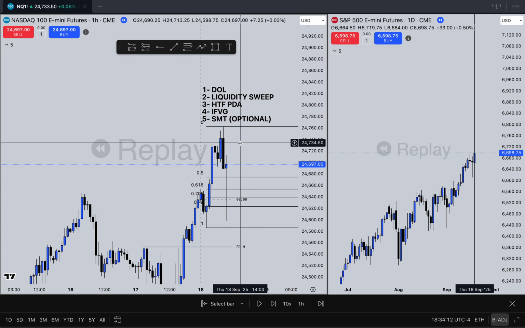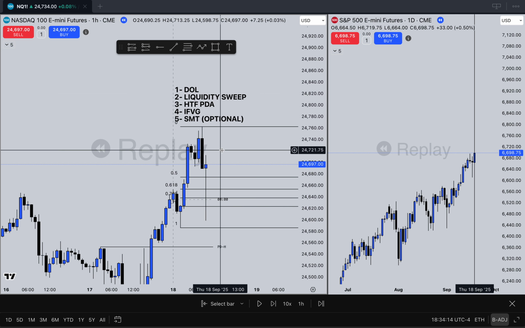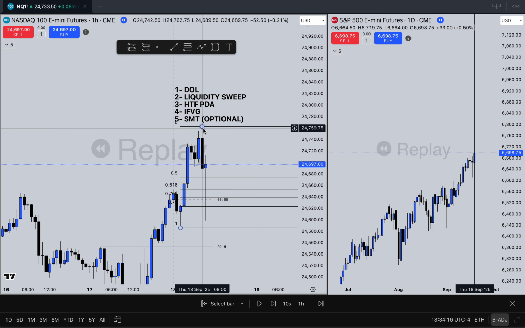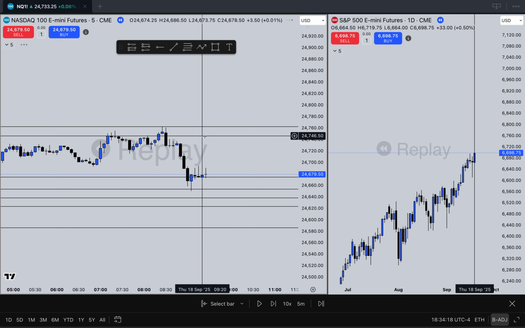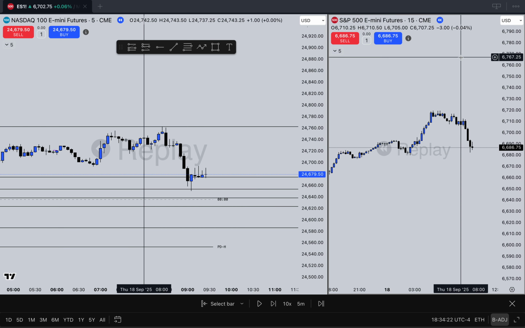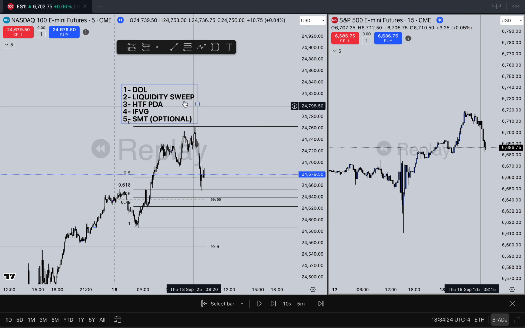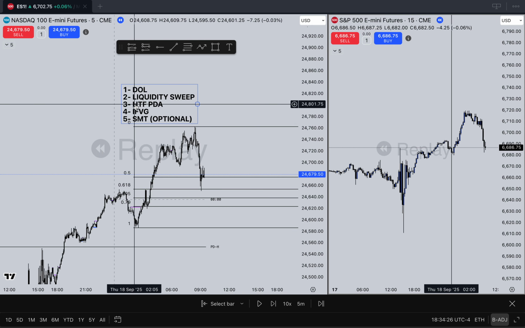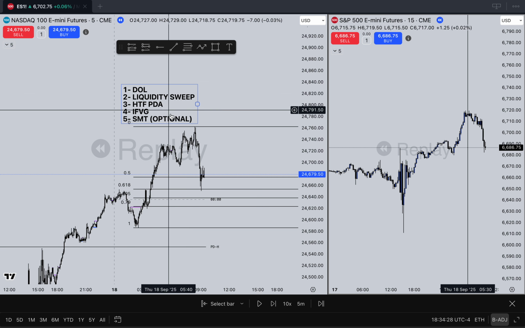So now we're confirmed bullish. This high here is definitely my draw on liquidity. Looking at this high here. So now what do we look for? A run into a higher time frame PD array paired with a liquidity sweep.